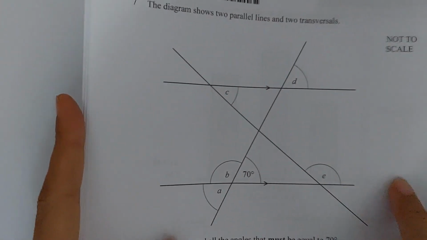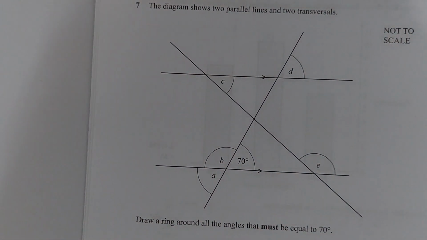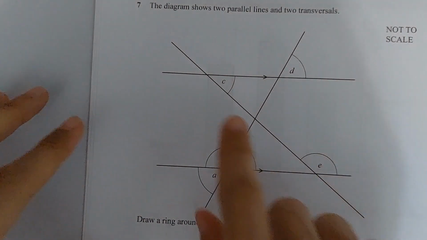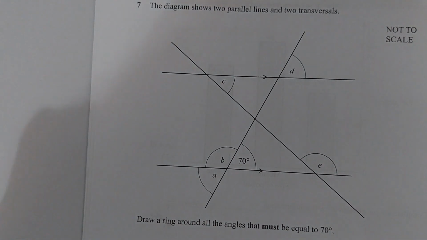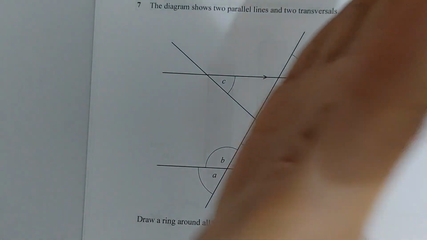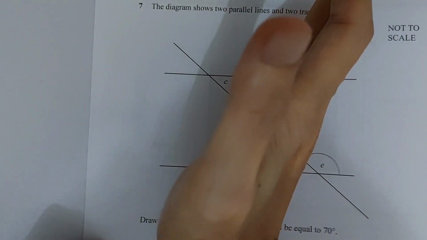And then we go to the next one, number 7. This one is about angles. So the diagram shows 2 parallel lines and 2 transversals. So basically, which one is the parallel line? Parallel lines would be these ones with the arrows. Parallel lines mean what? These 2 lines, if you extend them to the left or to the right, they will never, ever meet each other. And then the line that cuts the parallel lines is called a transversal. So this one is a transversal, that one is a transversal.